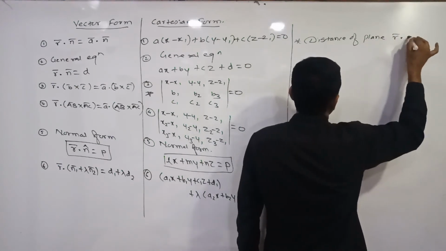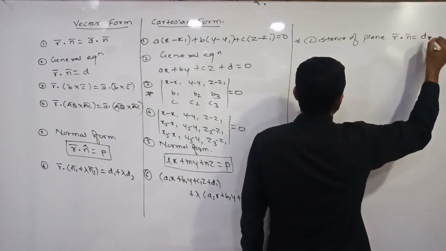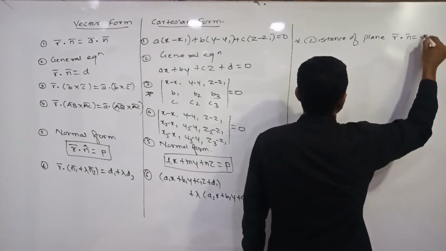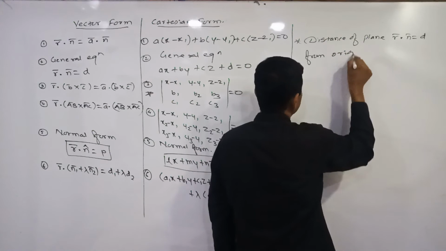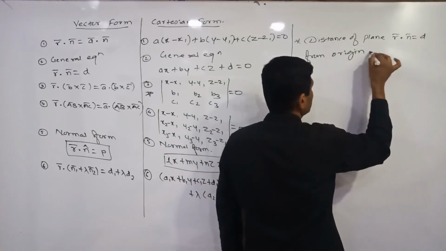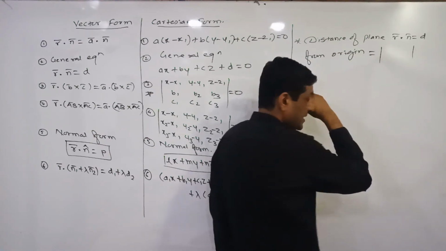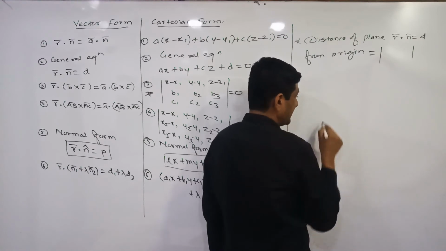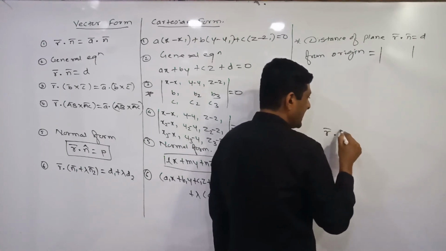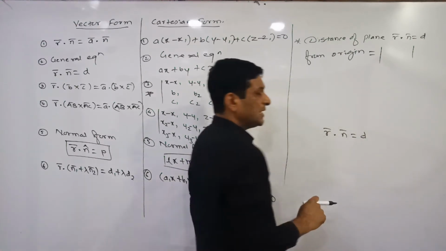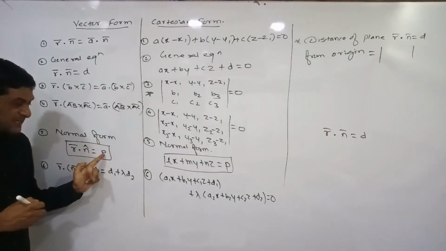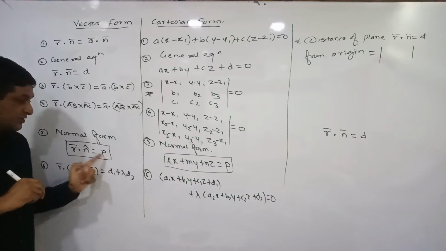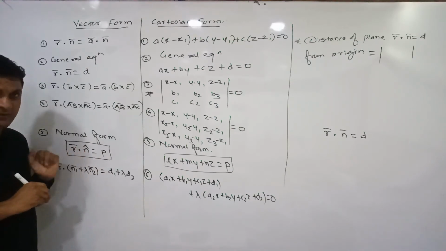r bar dot n bar is equal to P or is equal to D from the origin. Okay, so now try to understand this formula. What is the equation of the plane here? R bar dot n bar is equal to D. Now our normal form says that the value on the right hand side is the distance of the plane from the origin only if this vector is what? Unit vector.